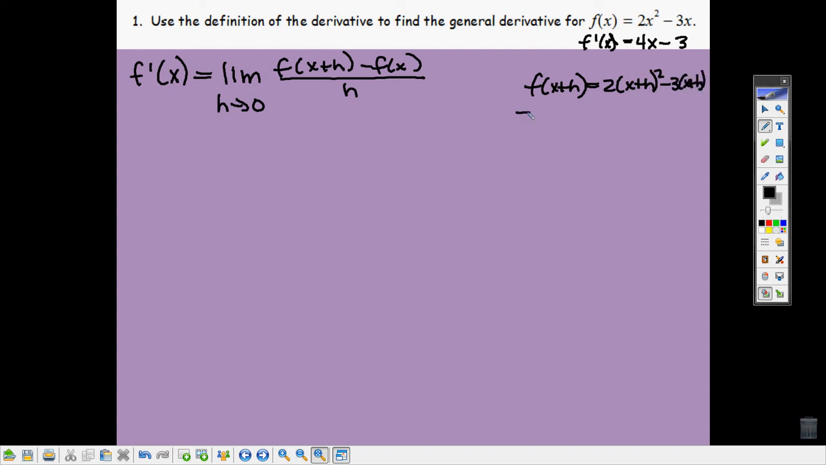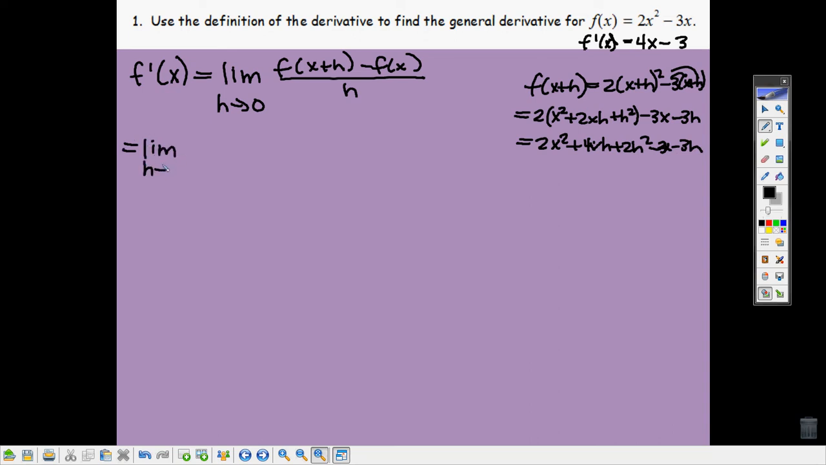Okay? That's going to give me 2 times x squared. Now remember, to square out a binomial, we're going to use that shortcut: square the first term, twice the product, plus the last term squared, minus 3x minus 3h, just by distribution. Okay, so I have to distribute my 2, so I'm going to have 2x squared plus 4xh plus 2h squared minus 3x minus 3h.